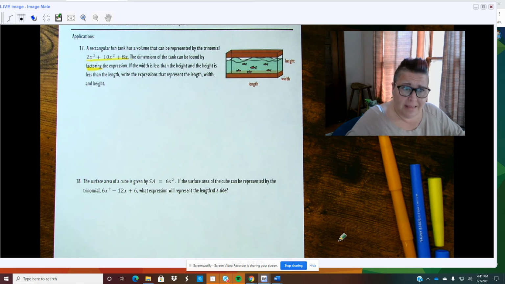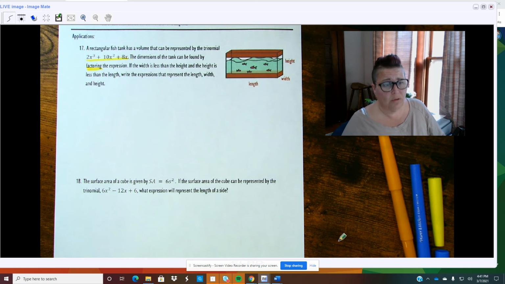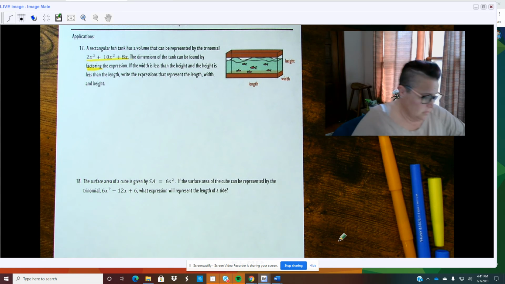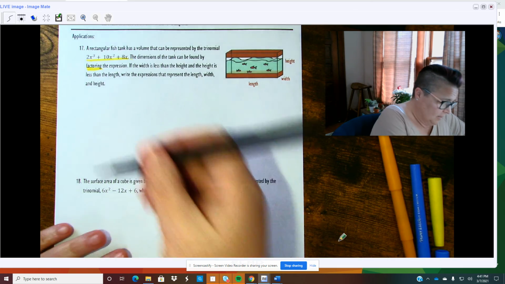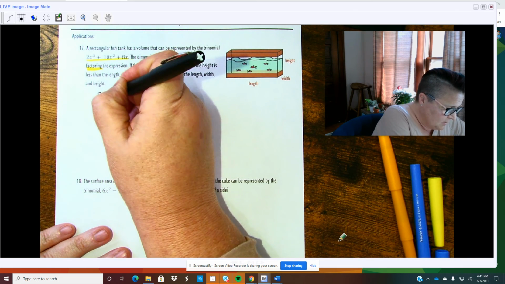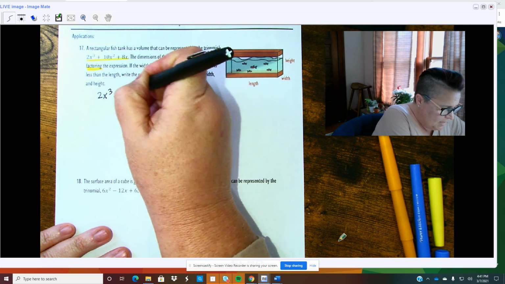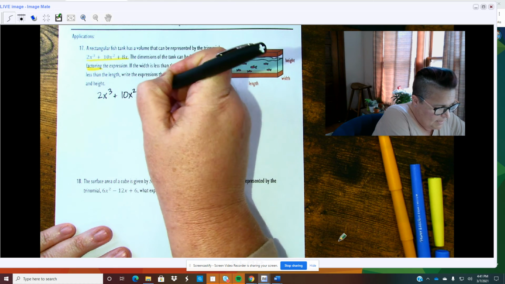We got this. They've given us a trinomial. They've told us to factor it. The dimensions of this tank can be found by factoring. We've just practiced factoring. So it's got to be that we're factoring. All right, so I'm going to take 2x to the third plus 10x squared plus 8x.